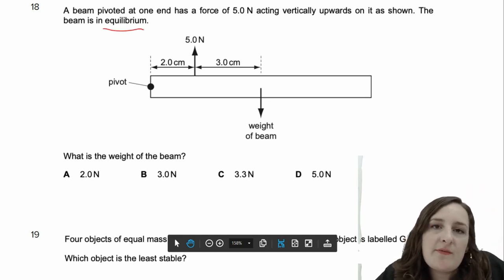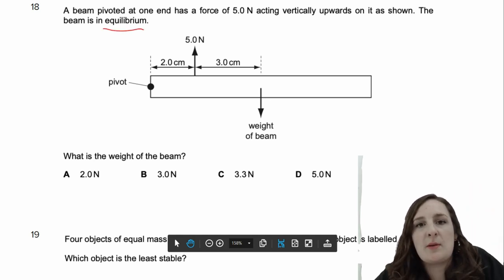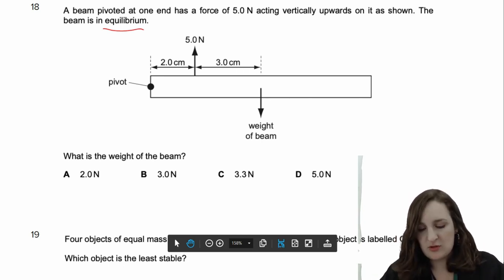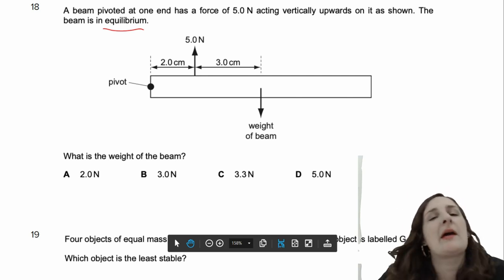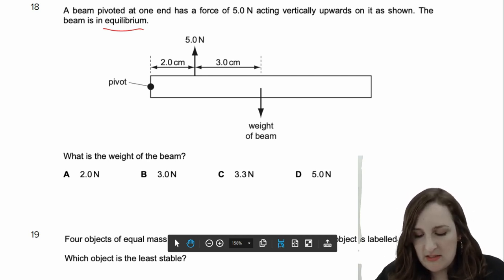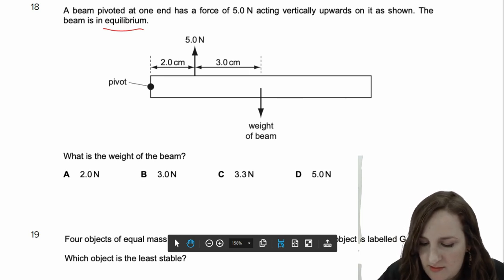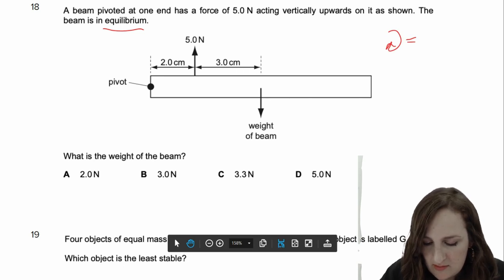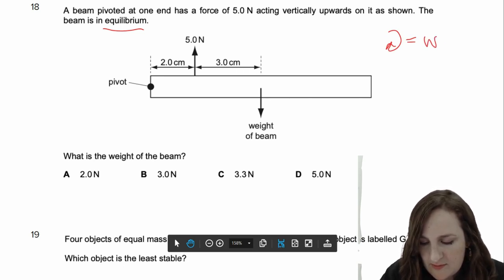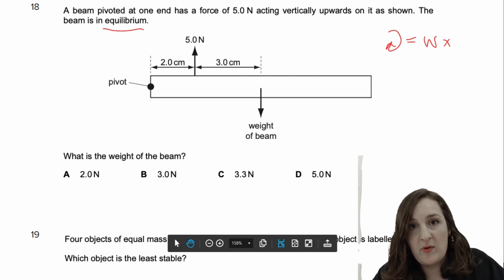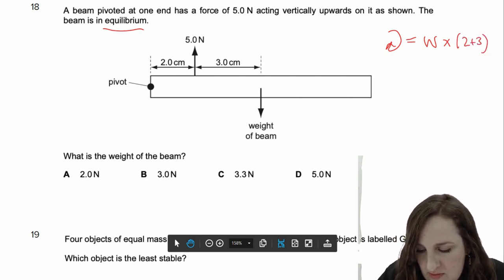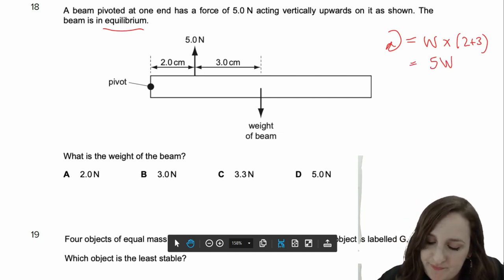So what that means is we have the sum of our clockwise moments being equal to the sum of our anti-clockwise moments if it is indeed in equilibrium. So we can look at clockwise, we can look at anti-clockwise, and we can work out the weight of our beam. Our total clockwise moment is going to be equal to the weight multiplied by the perpendicular distance of the weight from the pivot, which is 2 plus 3, which is going to be equal to 5W total, where W is weight.